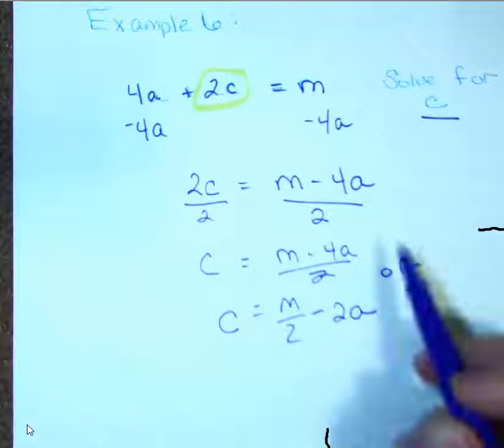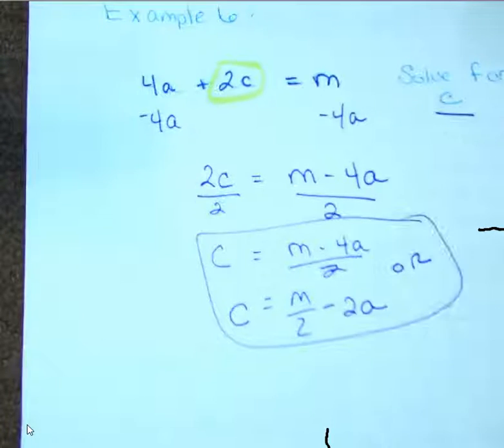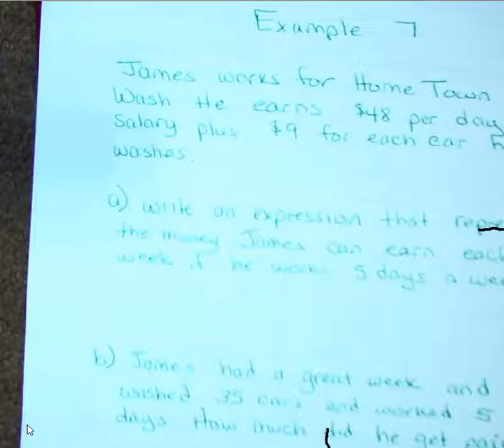Either of those would be a correct solution. Okay? The trick to these is just figure out which one you want by itself and then just keep doing the same steps. None of these steps change. It's always going to be the same steps each time, and if you get used to those steps, you can solve any of these equations. Now, the last one has several steps in it, several parts to it.